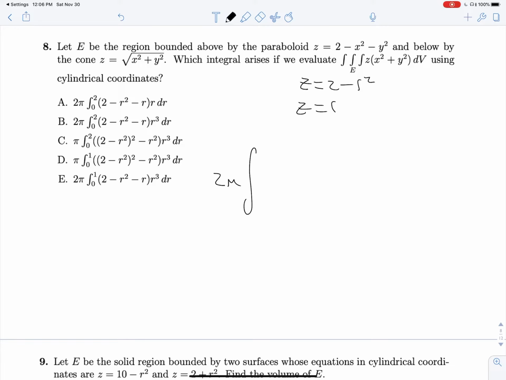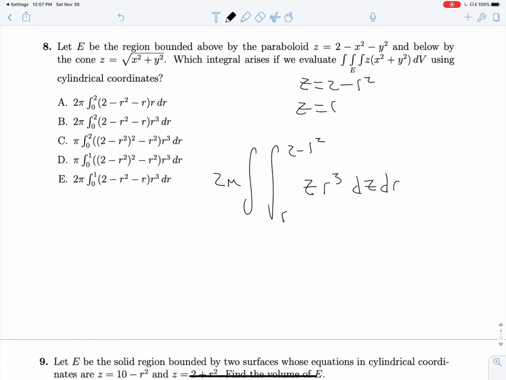We know that our z is bounded on top by 2 minus r squared, and on the bottom by r. And our integrand is given right here. It's going to be z r cubed dz dr. And of course it's r cubed in here. We get an r squared from this guy, and then there'll already be an r in our integrand.